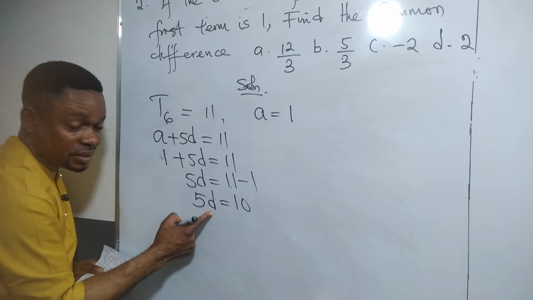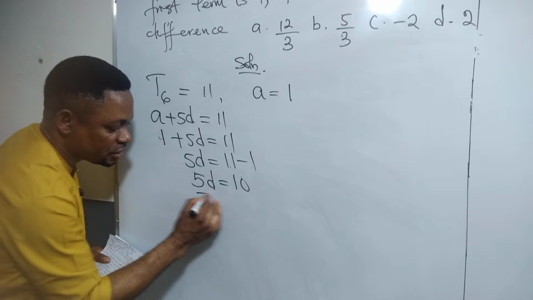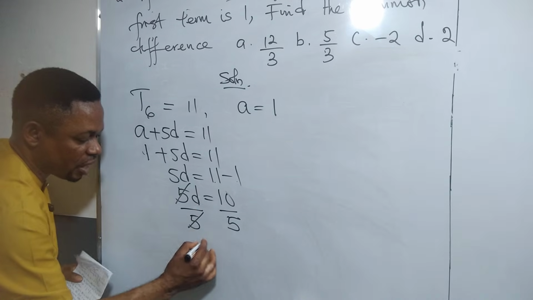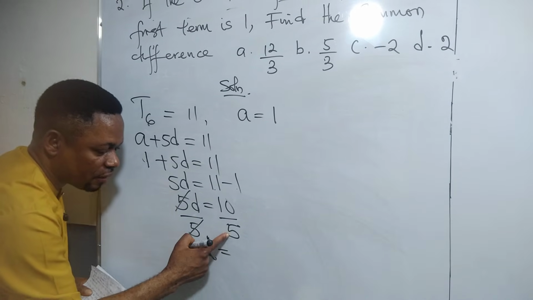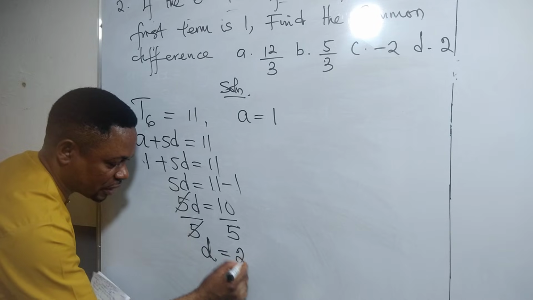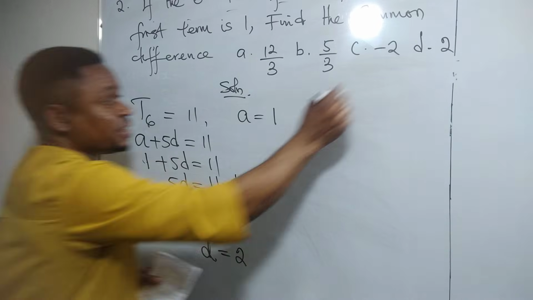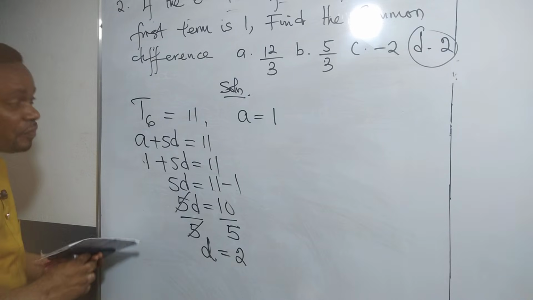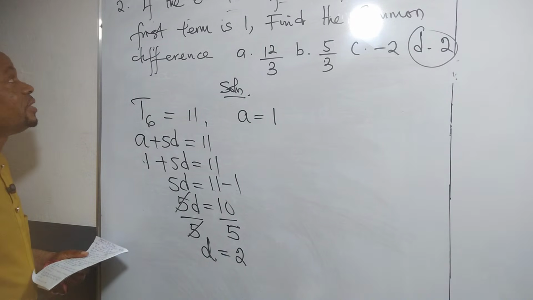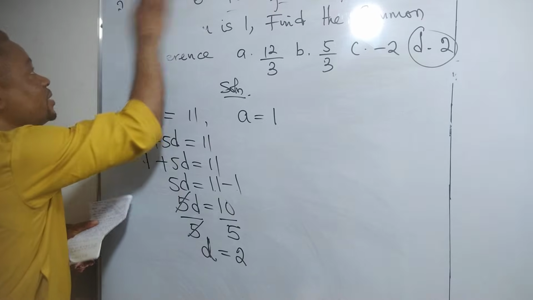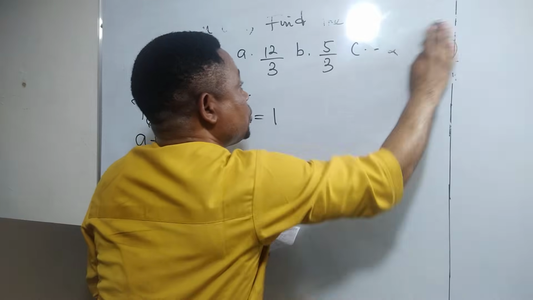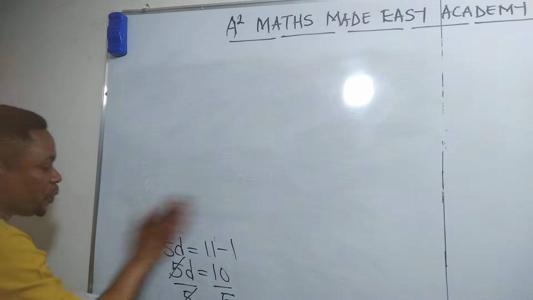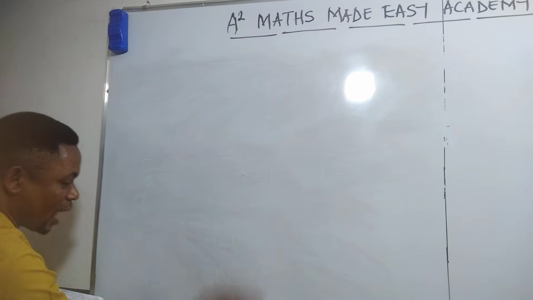Make D the subject of the formula. Divide by 5. 5 will cancel 5. So the common difference: can 5 go into 10? Yes, the answer is 2. Do we have 2 in the options? Yes. The correct answer is option D. Have I made myself clear? Now, having satisfied the second question, remember I said there are 10 questions that I'm going to share with you. And this one is what we call arithmetic progression, part 1. Are you with me?